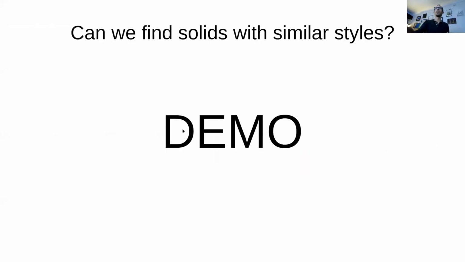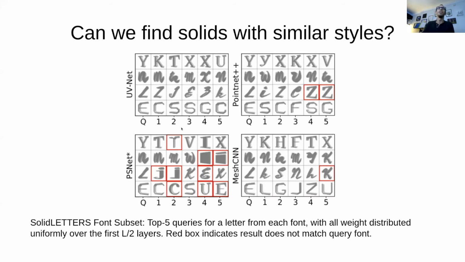To see how this compares against the existing methods, the PSNet here was the state of the art, and these were our method applied to point clouds and mesh. We see the UVNet encoder, as we proposed, is best suited to this task. It matches the query for all of the 5 nearest neighbors for each of these 4 fonts, whereas the other methods make some mistakes or have letters of a different font being matched.